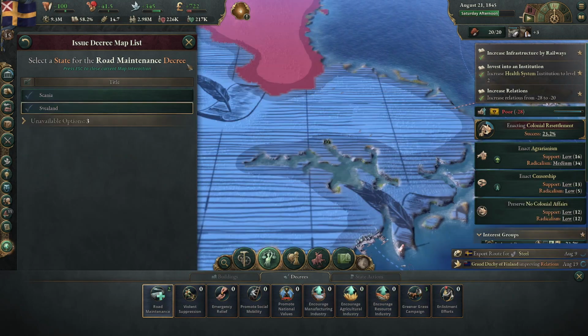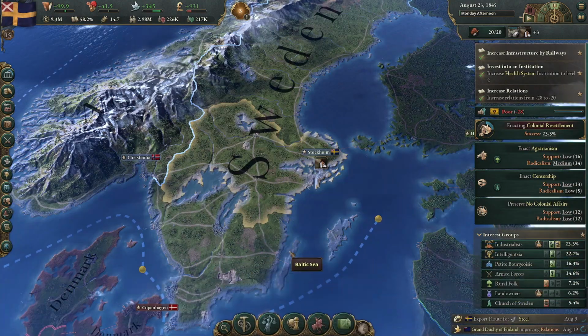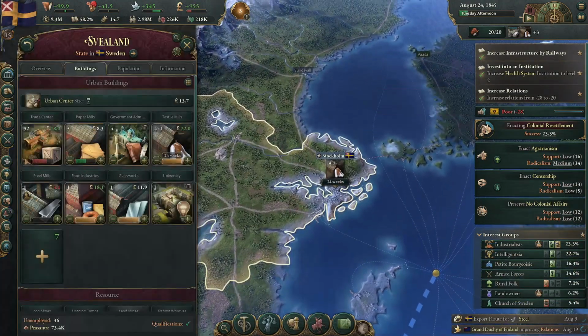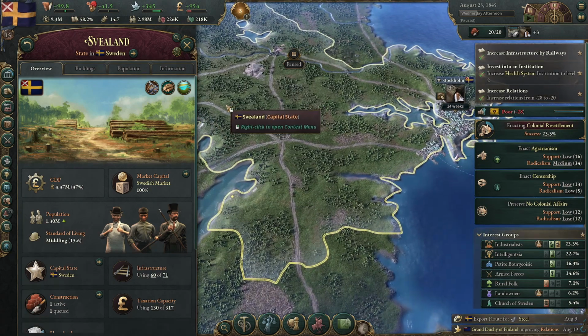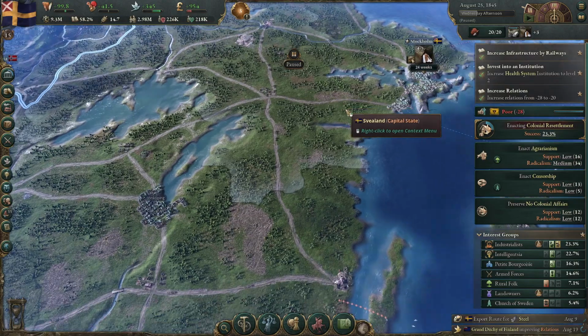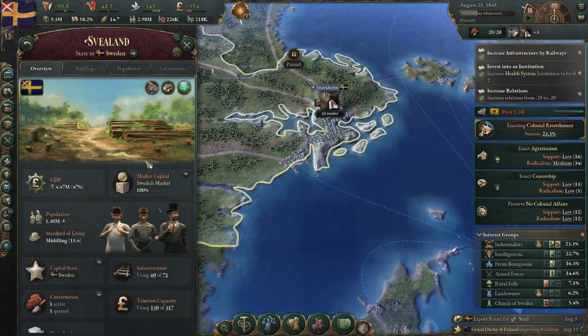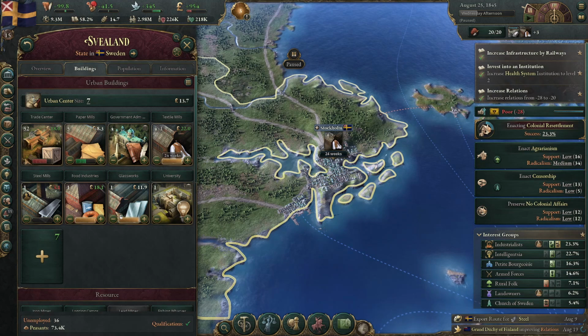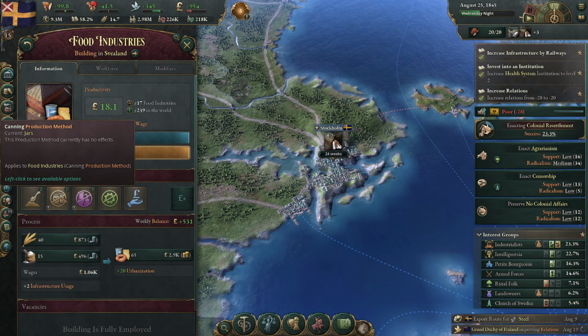Let's put a road infrastructure into Svealand for the moment. As a fix, what that should do is get us back to 100%, although it's not the end of the world. That actually gives us more infrastructure rights. So we've got a pause again.